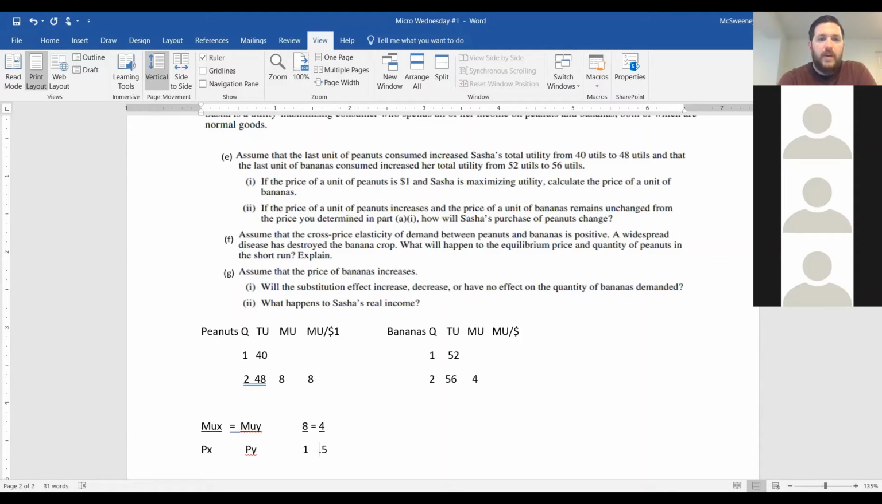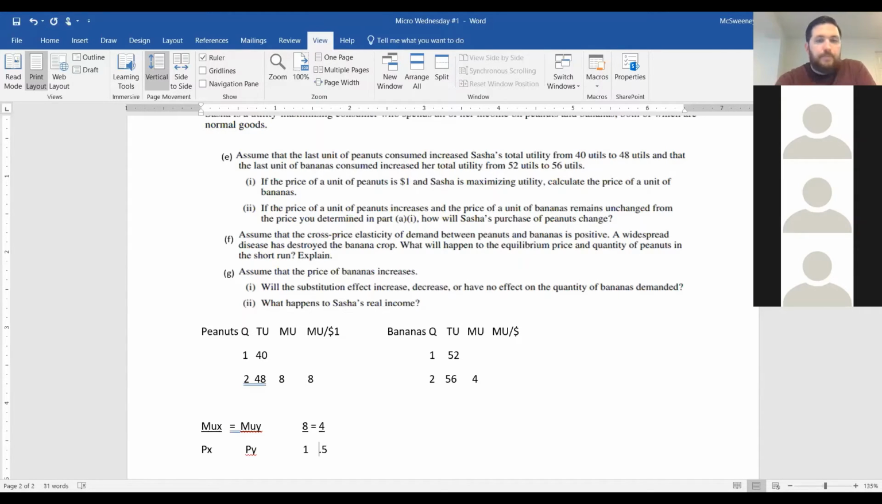Hopefully that was helpful. Okay, E2. If the price of a unit of peanuts increases and the price of a unit of bananas remains unchanged from the price you determined in part A1, how will Sasha's purchase of peanuts change? Okay, this is just a basic supply and demand kind of question, right? So if the price of peanuts increases, are we going to buy more or buy less of it? We're going to buy less of it. So we buy less peanuts. Okay. E2 is worth 1 point. So E itself is worth 2 points together.